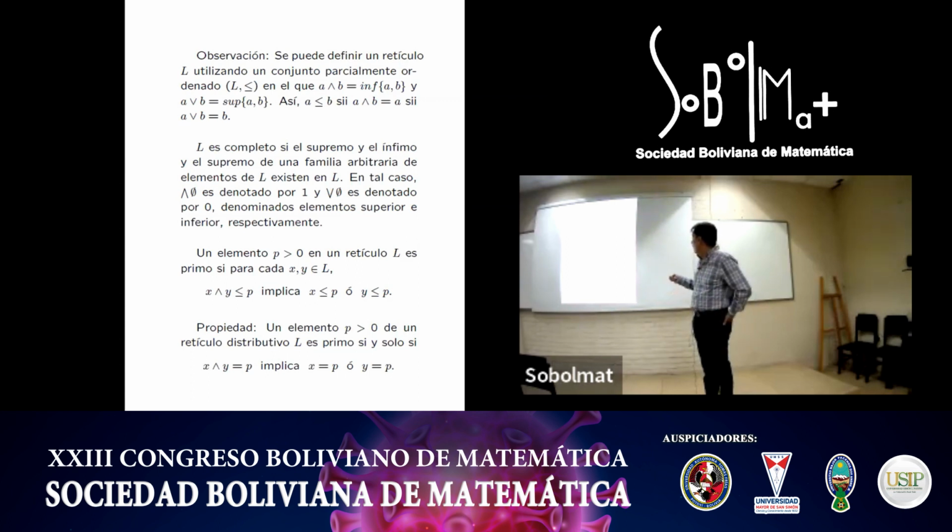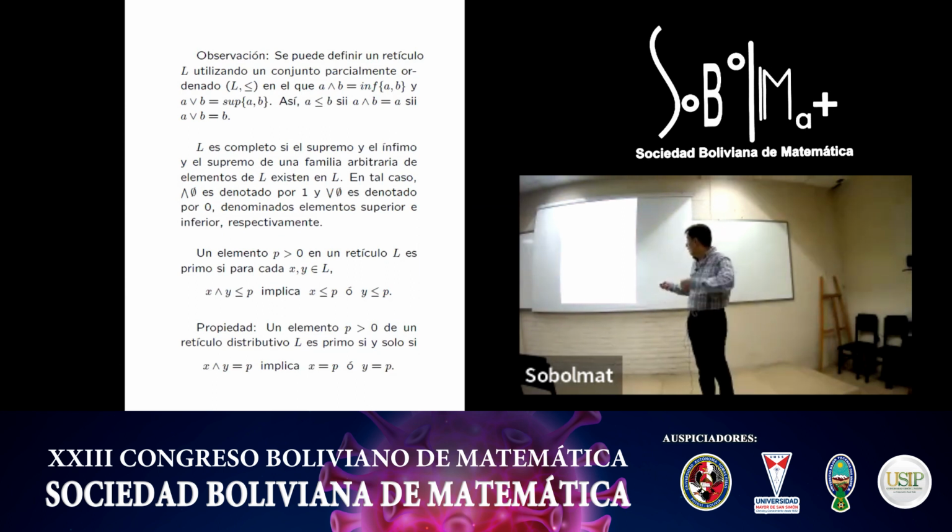And because we said arbitrary, the infimum of the empty set and the supremum of the empty set exist by vacuity, and we will call them 1 and 0. So 1 is the top element and 0 is the bottom one. Okay, I'm very concerned about prime elements, very important.